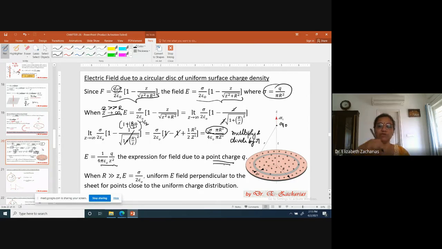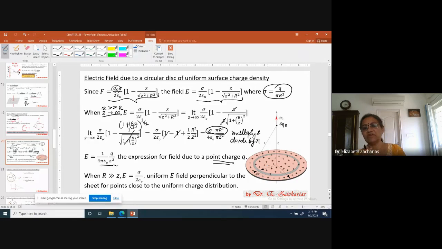So this is what happens when you're talking of a distance that is very, very large when compared to the radius of the plate, with uniform charge distribution. Next, we'll do the opposite. What happens if your disk is very, very large when compared to Z? That means you're going to consider a disk of uniform charge, and points very, very close to that disk.